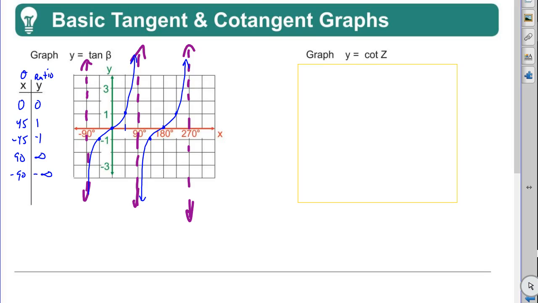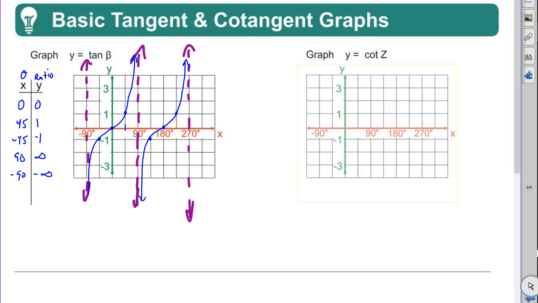Okay, what about the reciprocal function, the cotangent? Right, the cotangent is very, very similar. However, the asymptotes are in different places because the division by 0 is in different places, because it's the reciprocal. So 0 degrees is one asymptote and 180 degrees is the other asymptote. All right, so you have to know that.